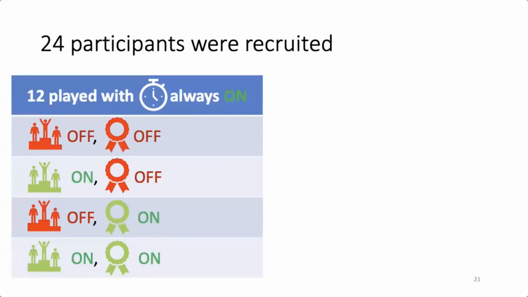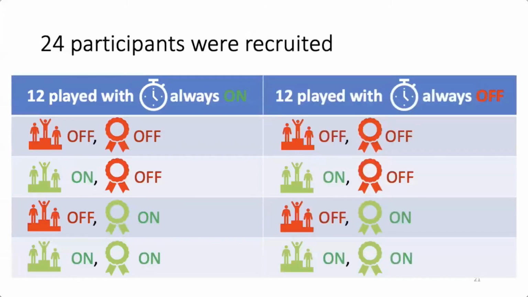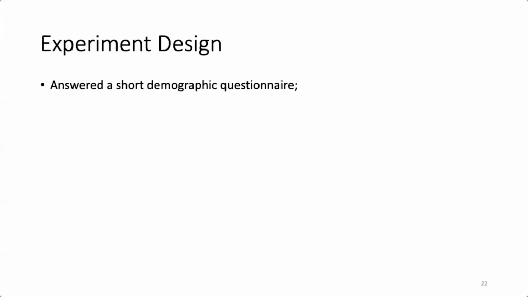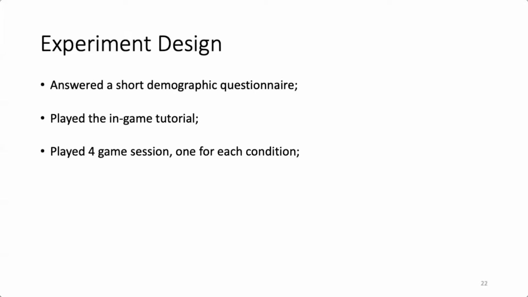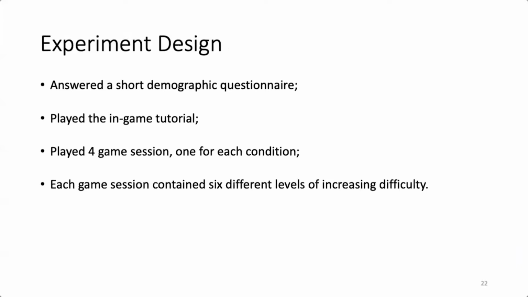Half of them play with the timer present all the time, and the other half without it. All participants played all the 4 different combinations of the top score and leaderboard. Every participant answered a short demographic questionnaire and completed an in-game tutorial before starting the experiment. Each game session, one for each condition, contained 6 different levels of increasing difficulty. The 4 conditions were played in different orders by the participants to avoid sequence effects.